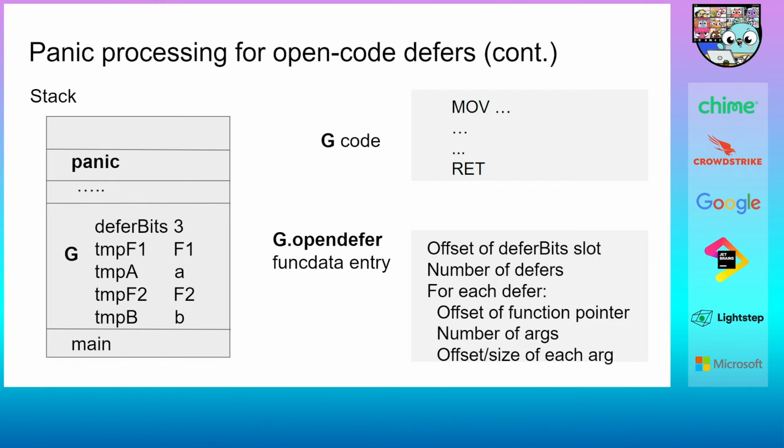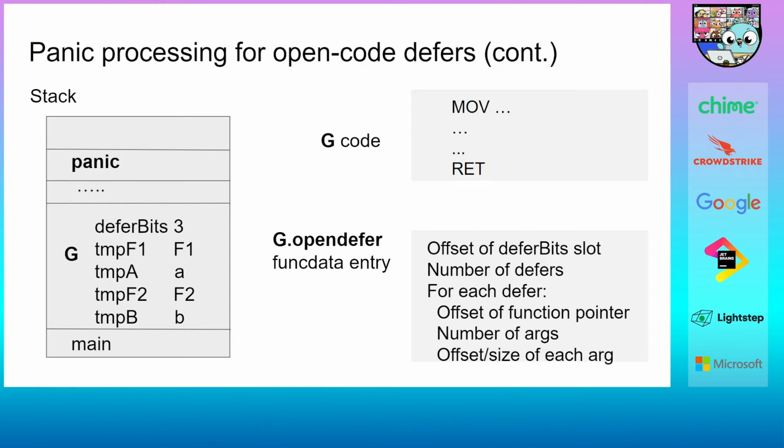So now in this figure, we show a stack on the left and part of the Go binary on the right. In our last example, we had a function G that deferred a call to F1 and maybe to F2. In the stack frame for G, we show the stack slots that are used to store defer bits and the various defer args. And we also show that a panic has happened. In this figure, the stack is growing upwards.